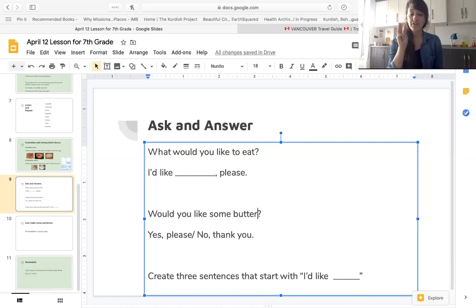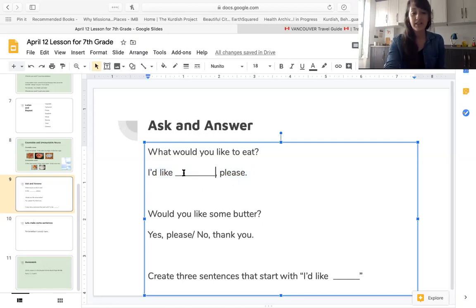For homework, create 3 sentences like this. I'd like. Put the name of a food here and use the word please at the end. In Kurdistan, you do not use the word please very often. In America and using English, we use please all the time. We use please many times. Okay, so write 3 sentences.